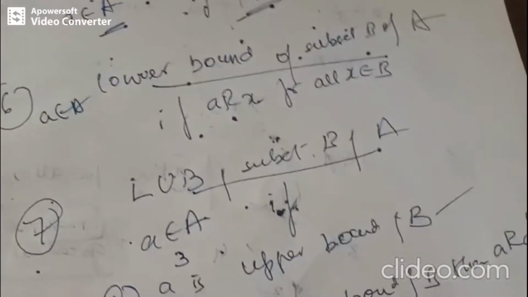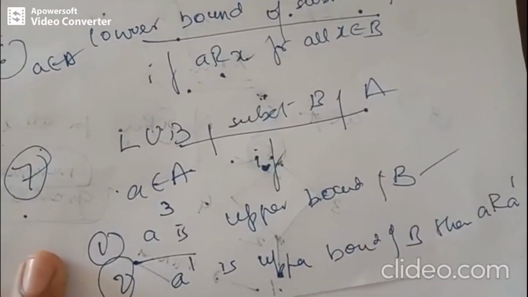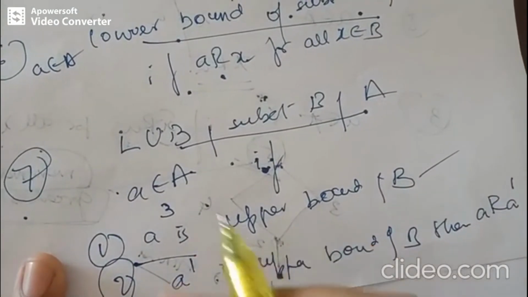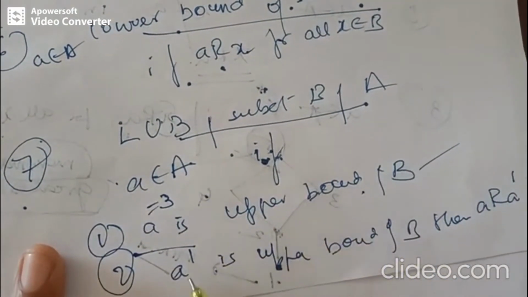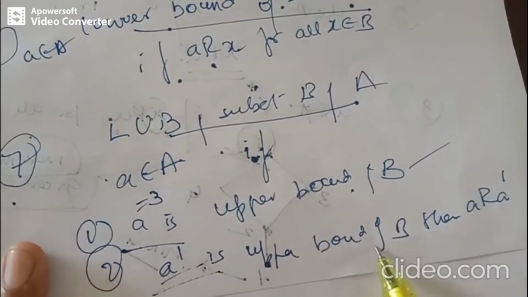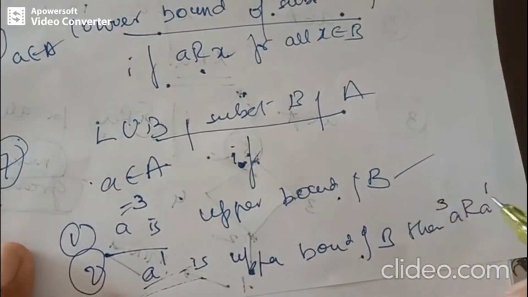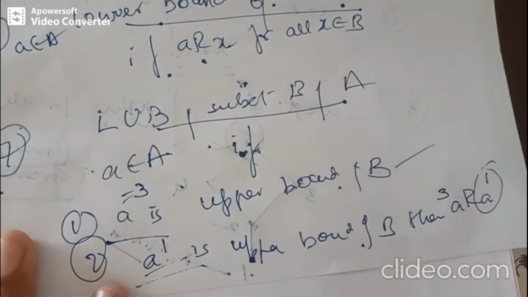We consider the least upper bound a as 3, and 3 is an upper bound of B, and there will be other elements which are upper bounds of B such that 3 should be related to all the other upper bounds.